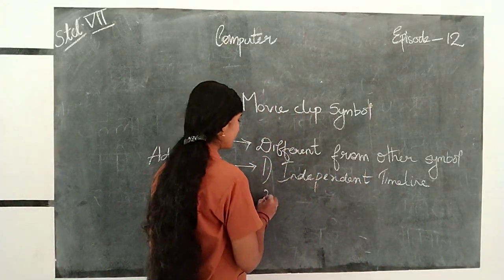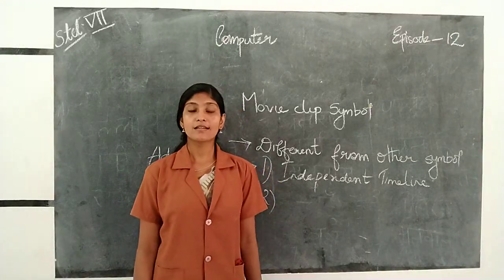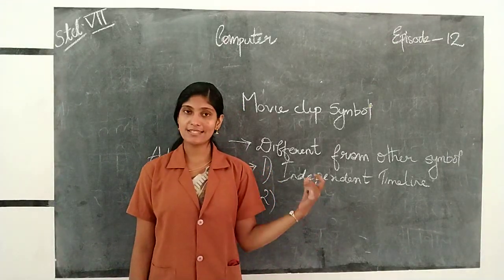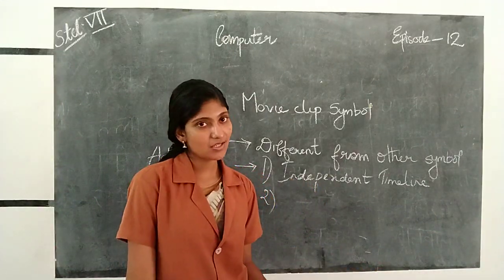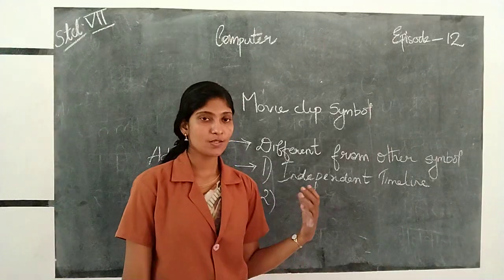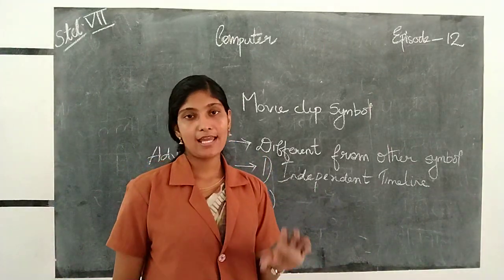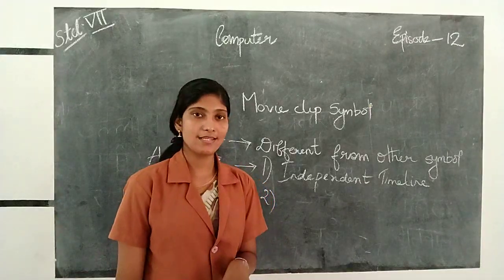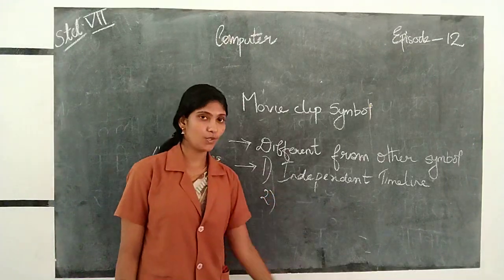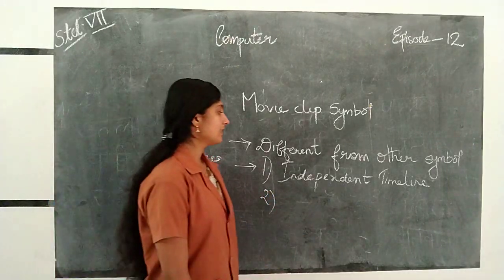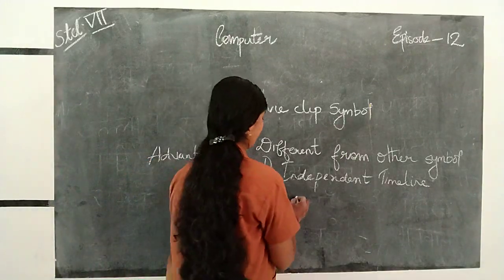Then what is the second advantage? The second advantage is that we can create complex animations inside the movie clip so that it does not affect any other animations which are already present in the main screen. So what is the second advantage? The second advantage is we can create complex animations.